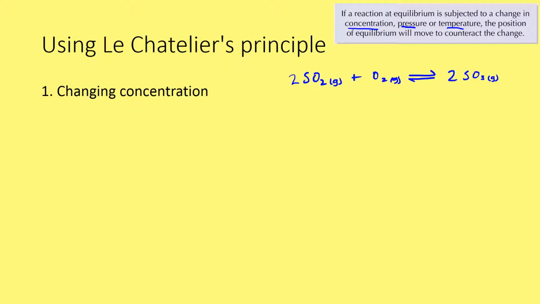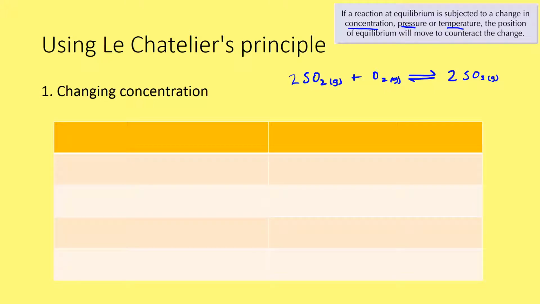So let's use a table here to illustrate all the different ways that we can use Le Chatelier's principle. On the left hand side, let's list out a few changes in concentration. And we're going to look at what the equilibrium position does when subjected to that change in concentration.